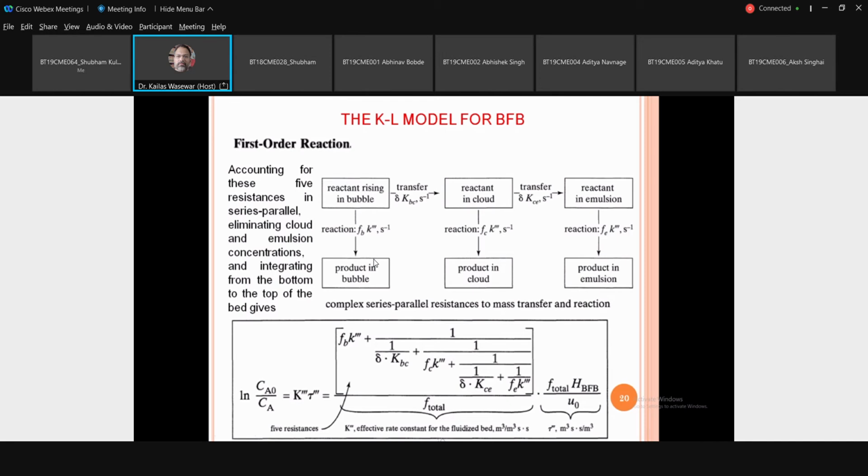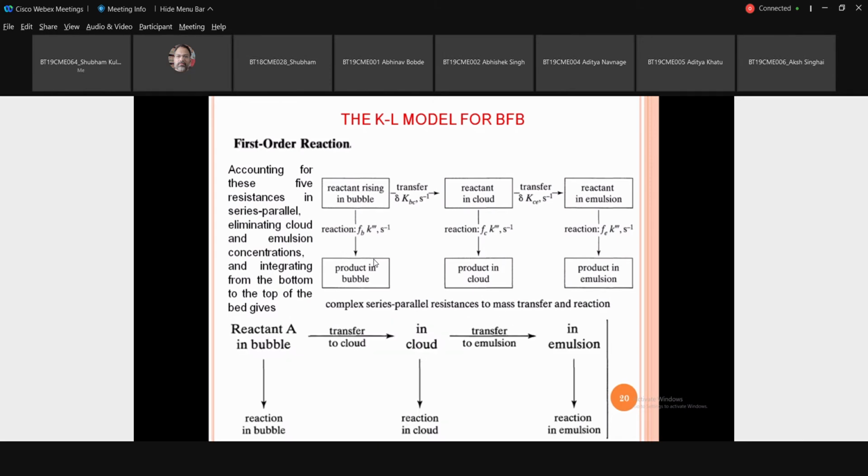So this is the final expression that we generally use for the fluidized bed reactor. A simple block diagram is mentioned here: transfer to cloud, transfer to emulsion, reaction, reaction, reaction. So reaction in the bubble, reaction in the cloud, reaction in the emulsion.